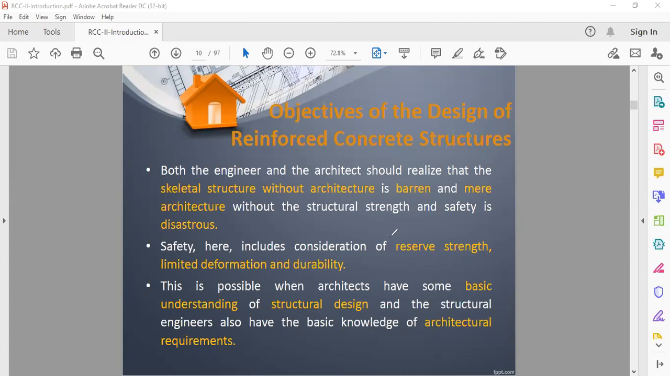So consideration of reserve strength, limited deformation, and durability actually comes under safety. So safety and strength, yes, this is the role played by a structural engineer. So the strength, limited deformation, and durability should be there. That's how safety plays an important role.